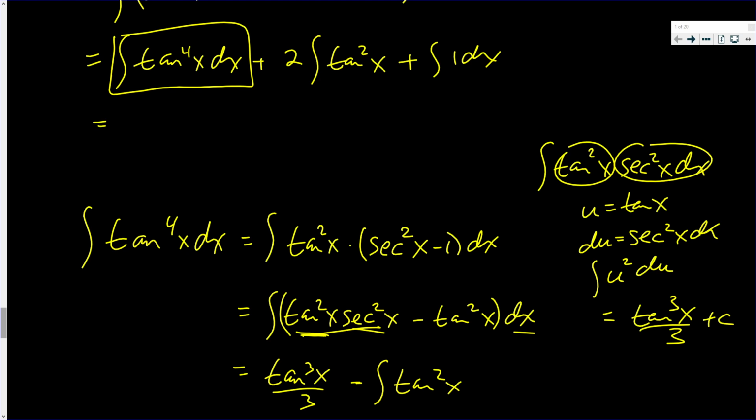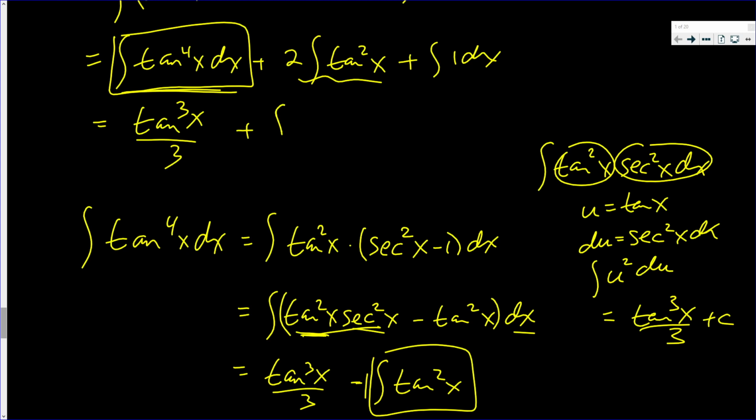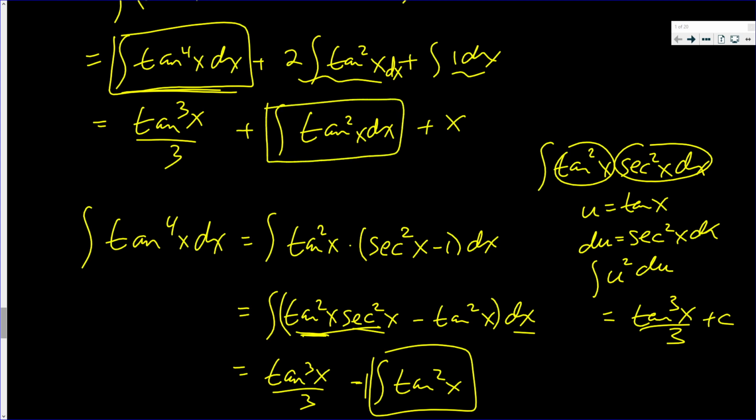Okay, so let's just come up here for a moment. So this integral is what I have at the very bottom: tangent cubed x over 3 minus one of those tangent squareds. But then I'm adding 2 more. So I'm just really adding 1 tangent squared x dx. And while we're at it, the integral of 1 dx is x. So now we need to figure out what the integral of tangent squared x is.